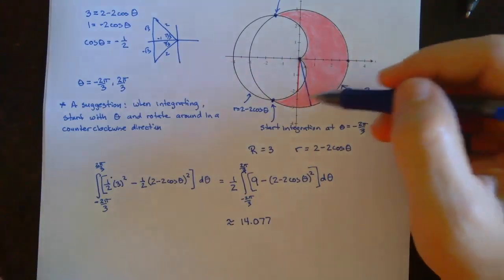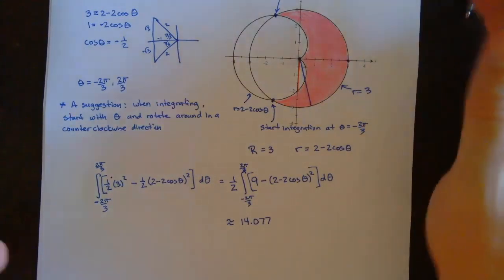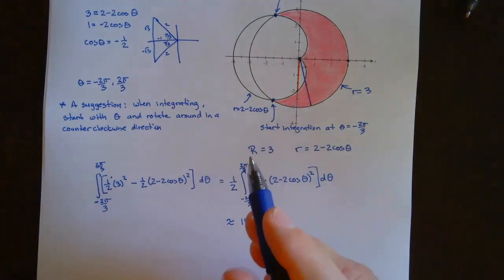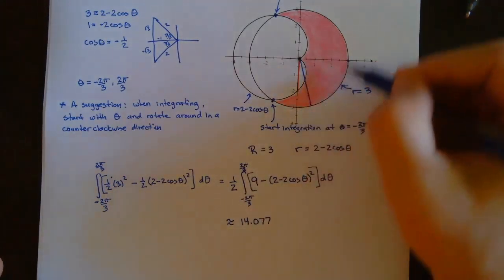So basically, what's the outer shape? The outer shape is the circle, and that's why this is 3 squared. And what's the inner shape? For here, it's the cardioid, and we want to start here and go to here.